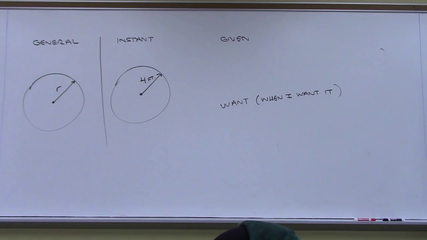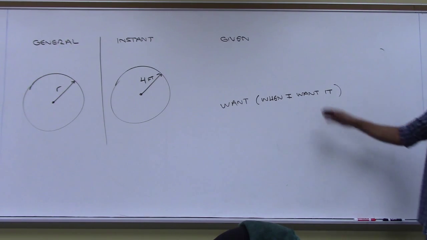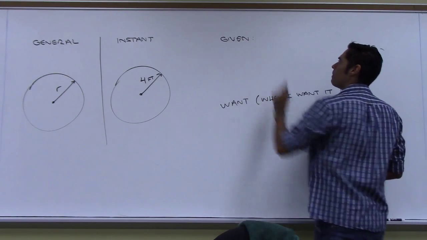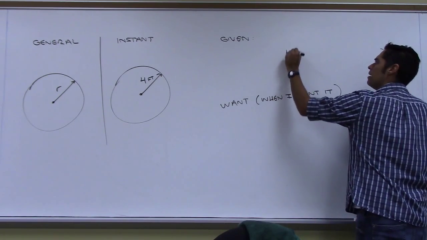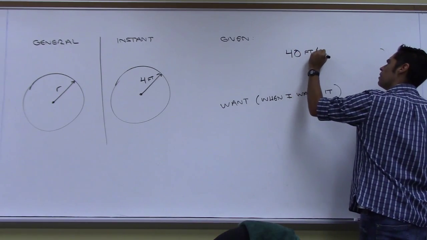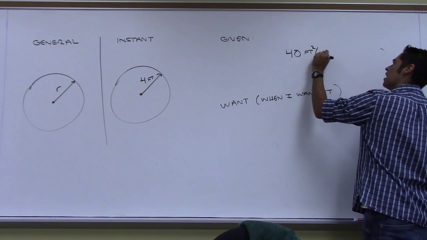All right, so we'll start over here. Ryan, you want to go? What am I given, Ryan? You were given the rate of change of the area, which is 40 feet squared per second. Okay, so I'm given a rate of change of 40 square feet per second, right?